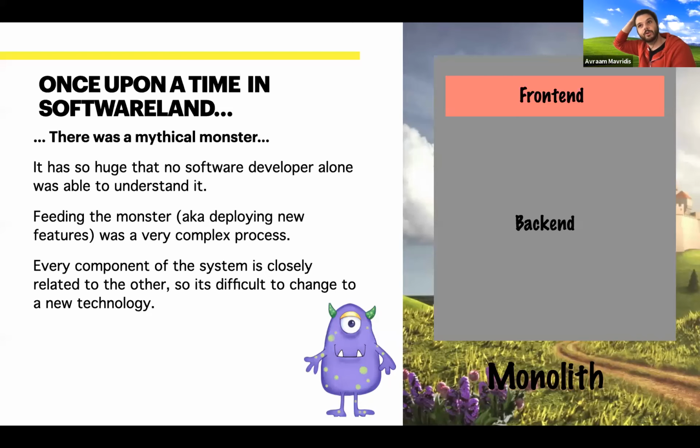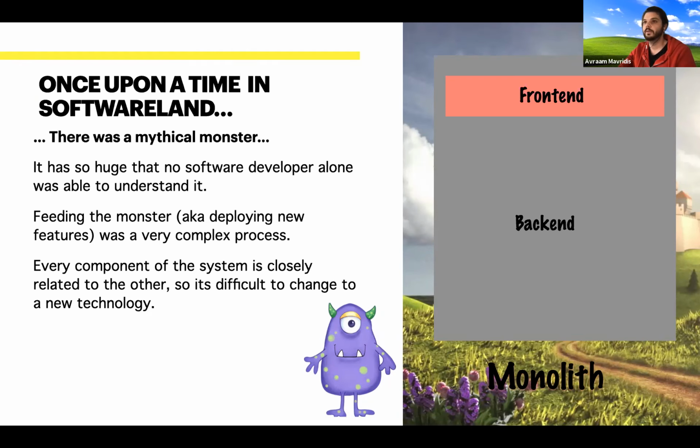Once upon a time in the software land, there was a mythical monster. It was so huge that no developer alone was able to understand it. And it had everything. It had the presentation layer, the business logic, database access, mechanisms, configurations, everything. So feeding the monster, like deploying new features, was a very complex process, and every component of it was very closely related to the others. So it was very difficult to change it.